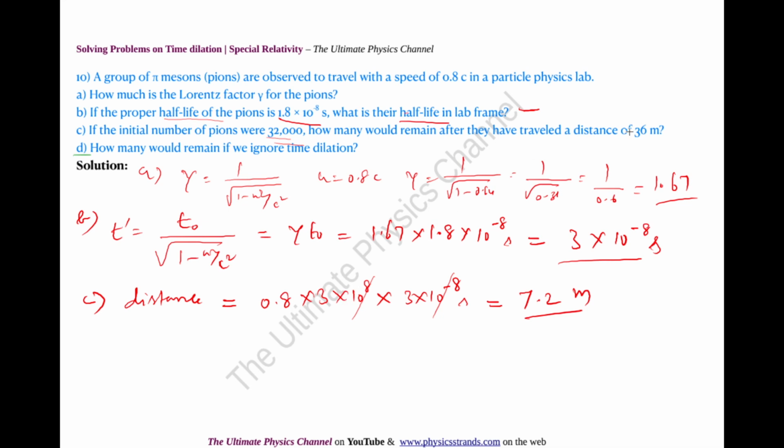Now, 36 meters they have to travel, so how many half-lives will this take?